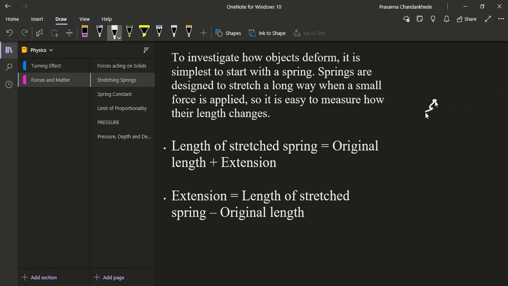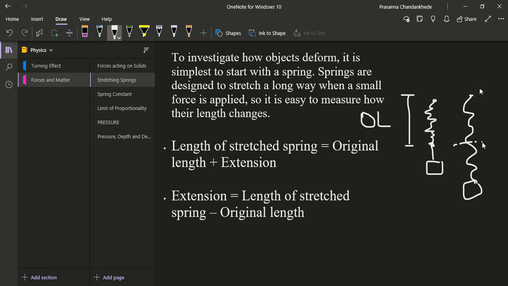I'm very sorry for the drawing, but I'm using the mouse, as many of you know. Let's say this is a spring. From here to here, it is the original length. But when a force is applied or a load is added, the spring stretches this much. So this was our original length, OL. This becomes our extension.